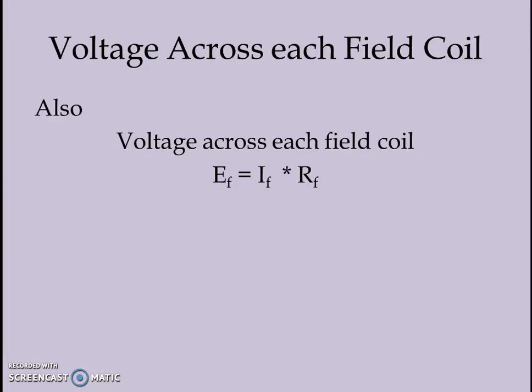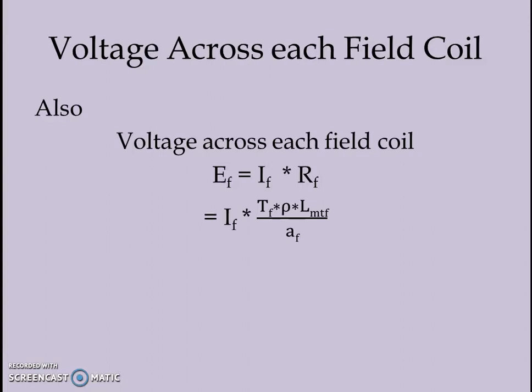If we substitute the equation for resistance of the field winding, we get an equation like IF multiplied by TF multiplied by rho, where rho is the resistivity of copper, multiplied by LMTF, the length of the mean turn, where TF is the number of turns of the field coil, divided by AF, the cross-section area of the field conductor. So this way we have another equation for voltage across each coil.